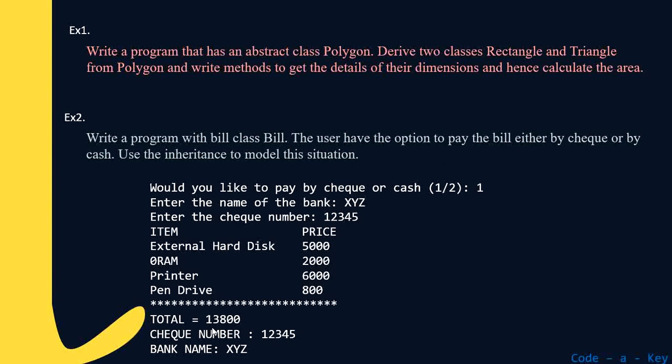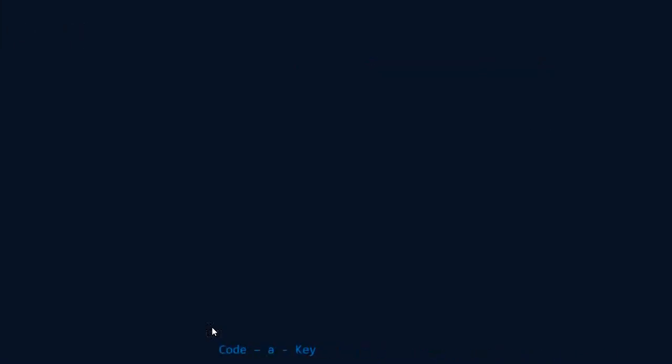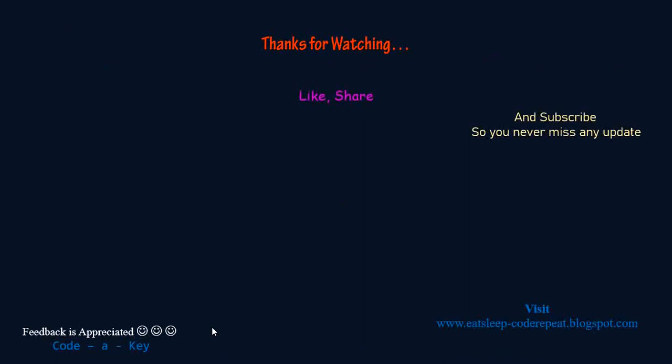So this is it for this video. In this video we have discussed abstract classes and metaclasses, and in the previous video we discussed containership. What is containership? Containership is nothing but creating complex objects using simpler objects.